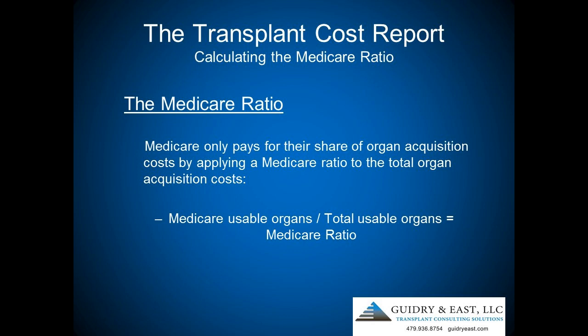So what Medicare does, to determine their share of the cost, is apply a Medicare ratio. So Medicare only pays for their share of the organ acquisition cost by applying this ratio. And earlier, when I mentioned that we were capturing the charges that are related to non-Medicare, the reason you do that is because of the Medicare ratio application. If your bucket isn't full and comprised of both Medicare and non-Medicare, and then you apply a Medicare ratio, well, you'll be shortchanging yourself. So it needs to include both Medicare and non-Medicare. And the Medicare ratio is simply Medicare usable organs divided by total usable organs.